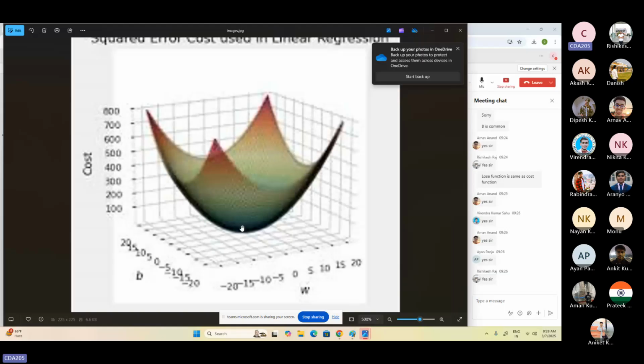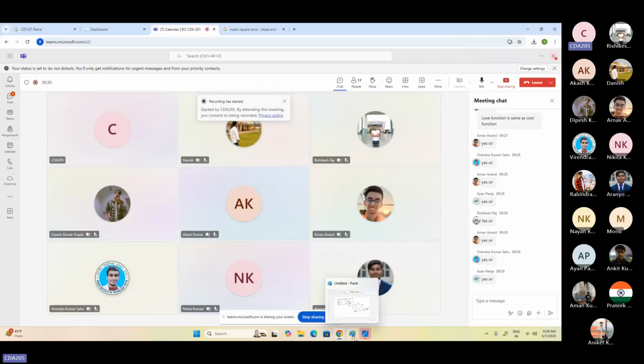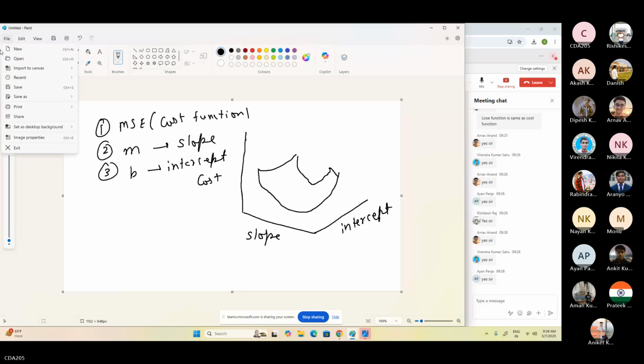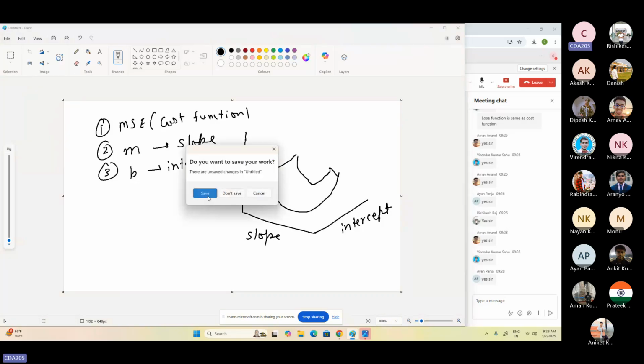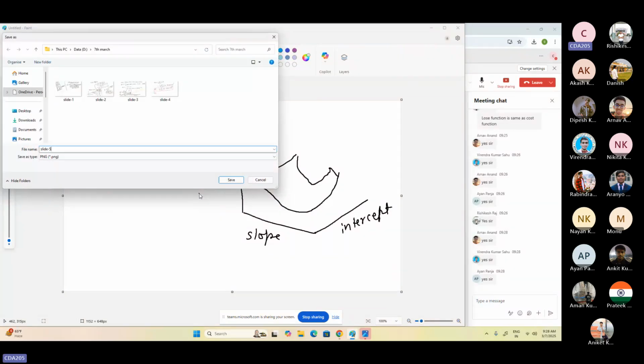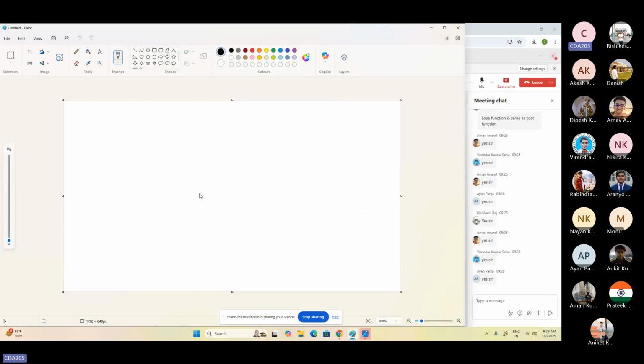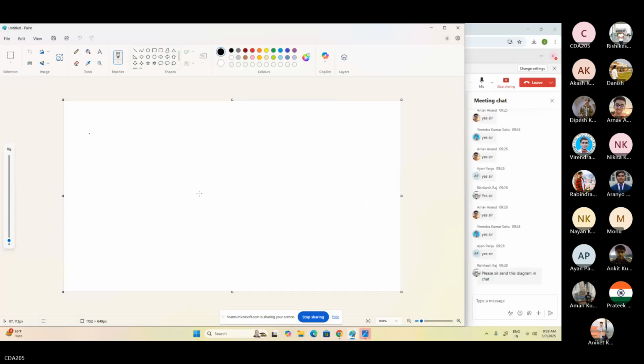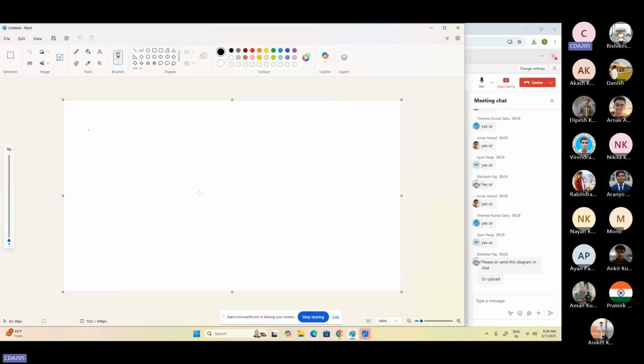Have you understood this diagram? Everyone, are you clear with this diagram? This is the 3D view of cost versus intercept versus slope. So we have gradient descent here. Gradient descent plays an important role. Rishikesh, on the Google you can find this. You can write the 3D view of cost versus slope versus intercept. I have also downloaded from the Google only.